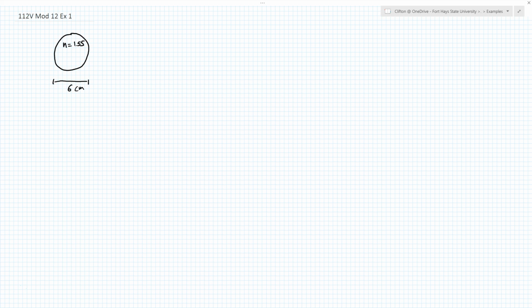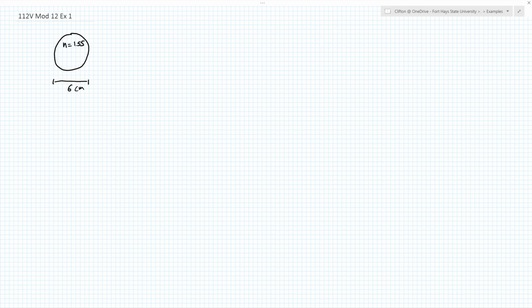So this is basically a lens. It's a fairly thick lens, but lenses have curved front and back surfaces. They refract light, so this crystal ball is going to act like a lens. Now this example is basically just an exercise in how to use the lensmaker's equation or the lensmaker's formula. Different books call it different things. So we're just going to go through how to use the lensmaker's equation.